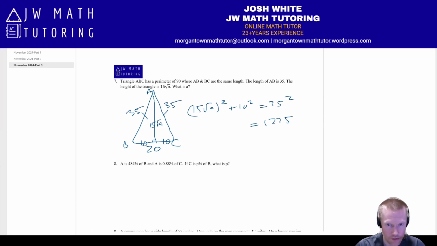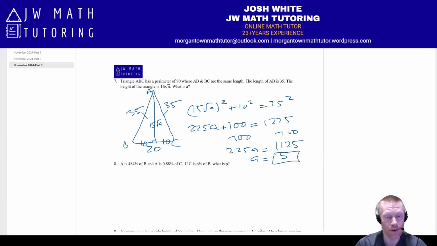35 squared is going to be 1225. 10 squared is 100. 15 squared is 225. Root A times root A is just A. And then I just solved this equation for A and got my answer. So 225A is going to equal 1125. A is going to equal 5, just dividing by 225. So that's your answer.